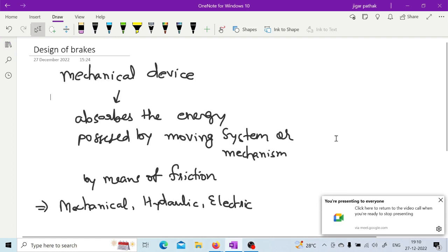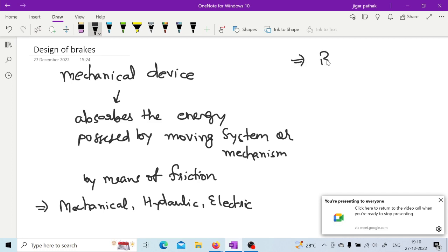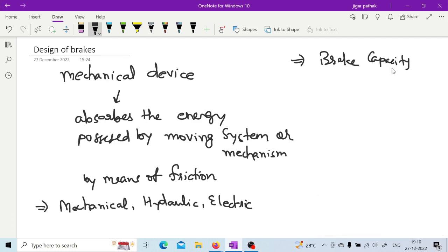And the brake's capacity is also an important characteristic. Whenever we are designing any brake, its capacity is also a parameter which we need to have an idea about, how it is being decided. Basically it depends on the unit pressure between braking surfaces, and the area in contact is also a parameter which affects the brake capacity, then the radius of the brake drum as well as the coefficient of friction. So these are all the factors which are going to affect the brake capacity.